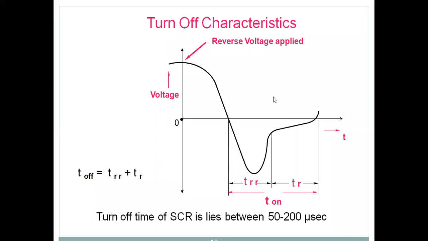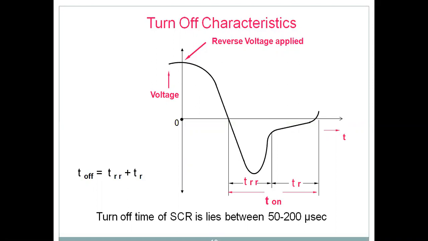Latching current of thyristor. This is the rating of current below which the SCR cannot be turned on even if the gate signal is applied. That means this much anode current must be reached to turn on the device. The gate pulse must be continuous until anode current is greater than or equal to latching current of thyristor. Otherwise, the device will fail to be turned on.